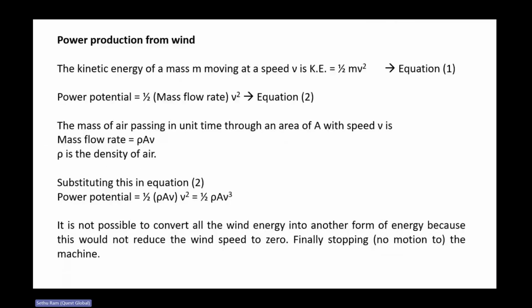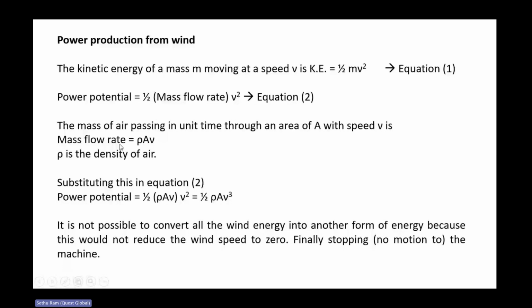Okay, now some general equations we will see. Power production from wind. The kinetic energy of a mass m moving at the speed of v is kinetic energy equal to half mv square. We know this one from the +1 +2 classes. We know half mv square, and the power potential is mass flow rate into velocity square. So the mass of air passing through unit time through an area A with speed v is mass flow rate.